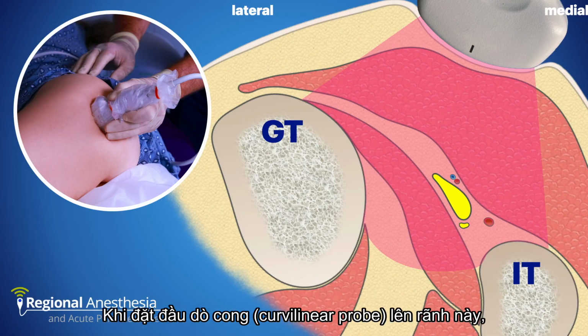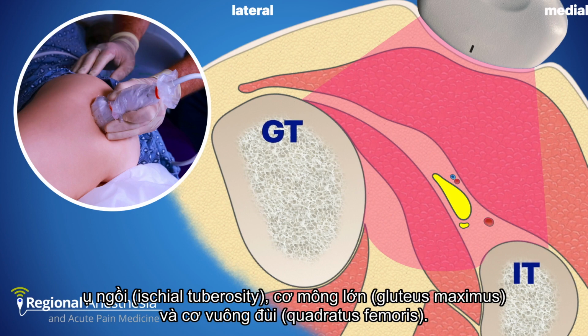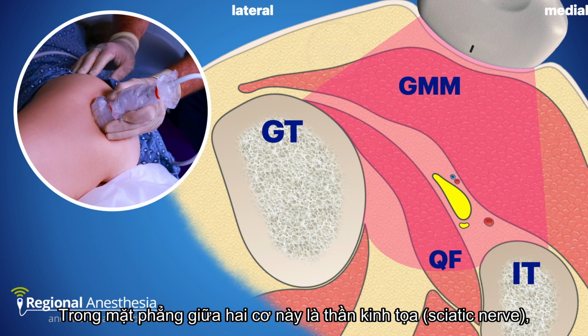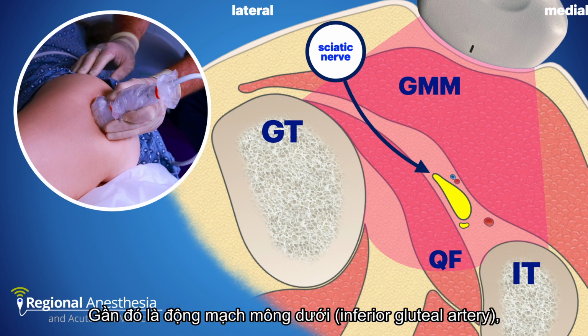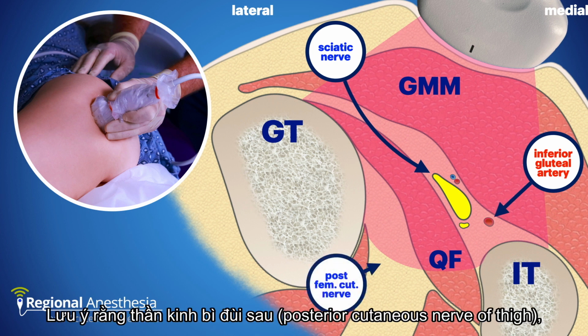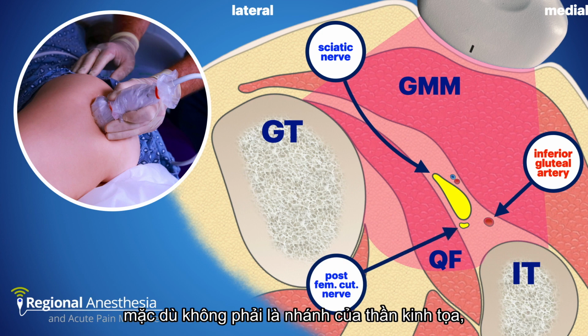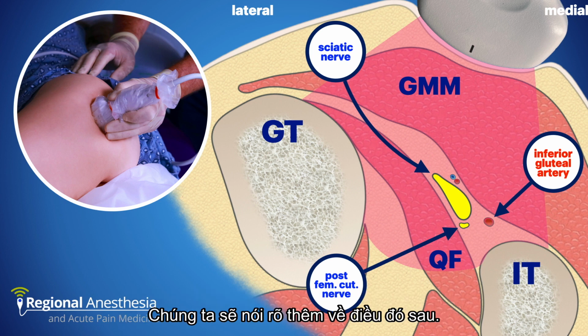With a curvilinear probe placed over the trough, we'll be able to see the greater trochanter, the ischial tuberosity, and the gluteus maximus and quadratus femoris muscles. In the plane between the two muscles lies the sciatic nerve, usually somewhat closer to the tuberosity side. Close to this is the inferior gluteal artery, which is a good landmark in cases where the imaging is less than ideal. Note that the posterior cutaneous nerve of the thigh, which is not a branch of the sciatic, runs quite close here and may or may not be blocked with the same sciatic injection. We'll talk more about that later.